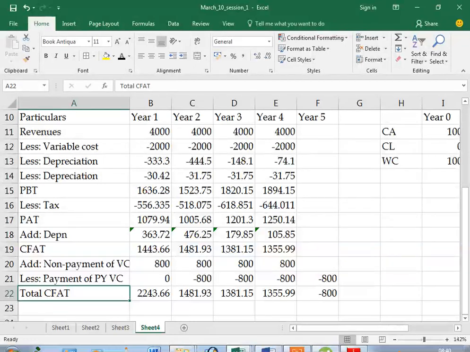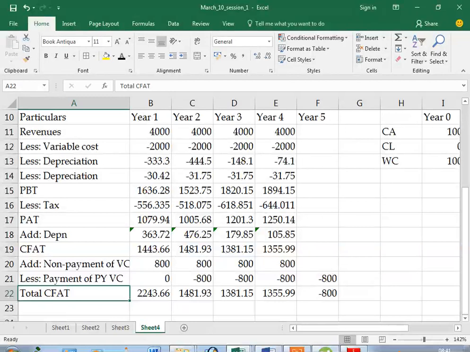This adjustment I cannot do at this stage. If I do it at this stage, tax will become a problem. So I prepare my normal P&L. In a normal P&L, we add back depreciation. I've added depreciation. We add back non-payment of cost. I've added it back, and I've subtracted payment of variable cost. Clear? Any doubts in this? Then I'll take you to the terminal flow in some time.